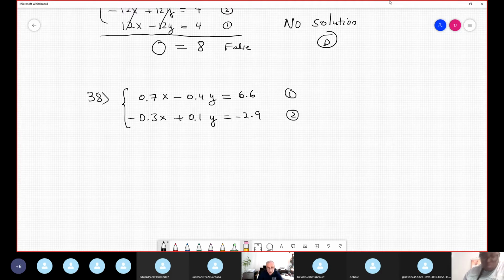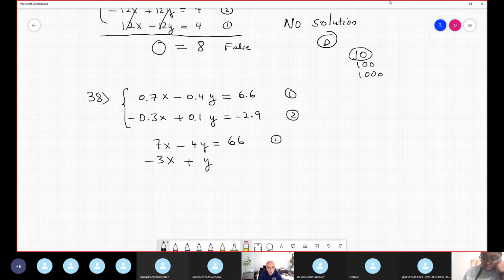But I can remove the decimal, multiply the equation by a number ending in 0. You multiply by 10 or by 100 or by 1,000, depending on the decimal place that you have. You have only one decimal place, therefore you multiply by 10. The first equation I convert like 7x minus 4y equal 66. And this is my first equation without decimal. And this is negative 3x plus only 1y equal 29. So now, no decimal anymore.